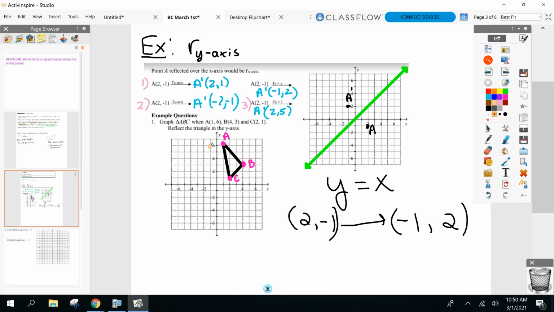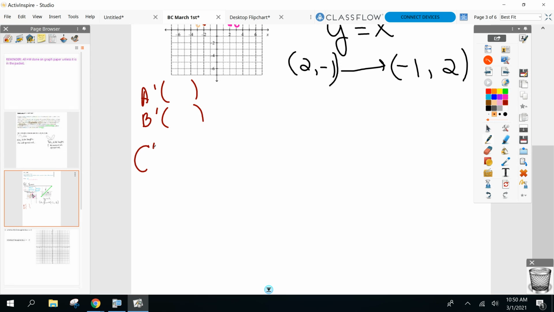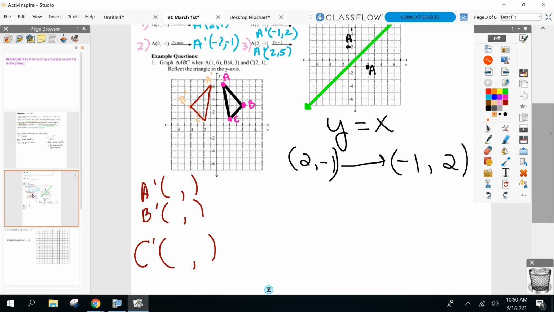Okay, so you guys are reflecting it over the y. So you got A prime, C prime, B prime. Okay, let's do this. A prime, B prime, C prime. What do we end up with?